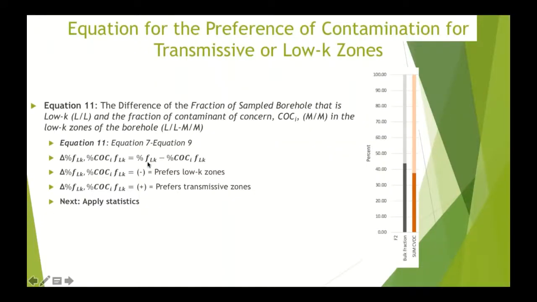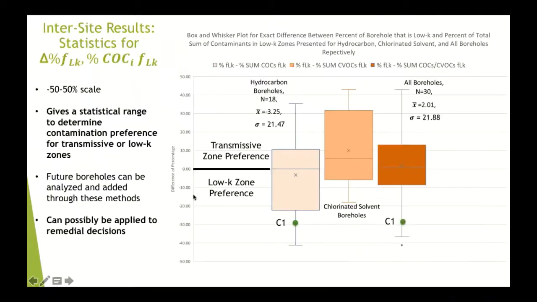And that leaves us to equation 11. Equation 11 is the difference between equation 7 and equation 9. As mentioned before, it is the difference between percent of borehole that is low K and percent of total mass of contaminants in low K zones. The calculations produced from equation 11 imply that a negative number prefers low K zones and a positive number prefers transmissive zones. And here we go.